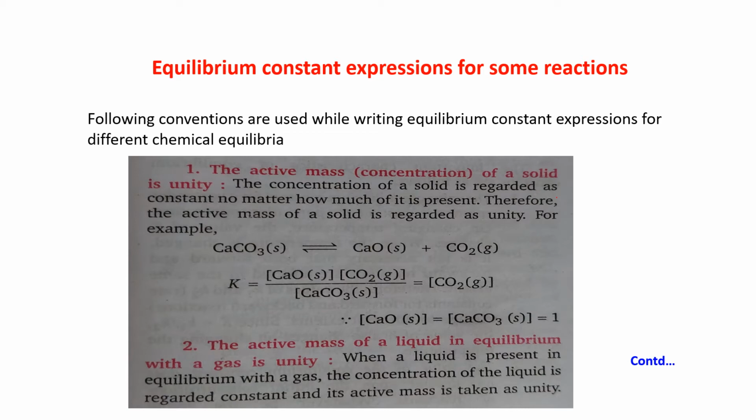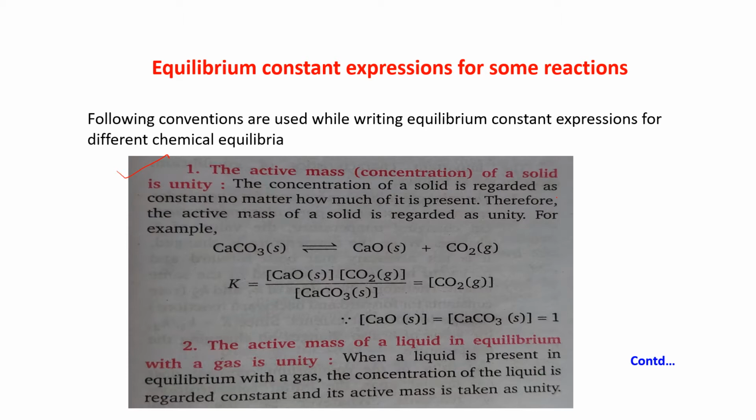Equilibrium constant expression for some reactions. The following conventions are used while writing equilibrium constant expressions for different chemical equilibria. The first rule is that the active mass, or the concentration, of a solid is unity. Any solid, if it is taking part in a reaction, then its concentration will be taken as unity.